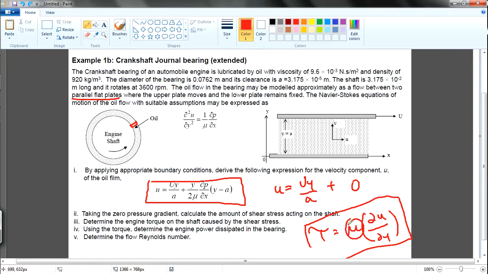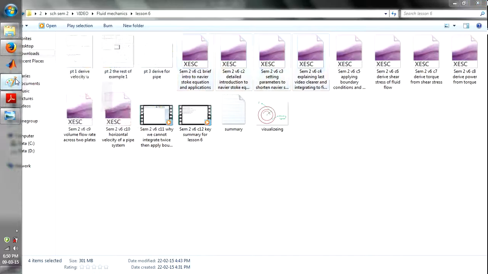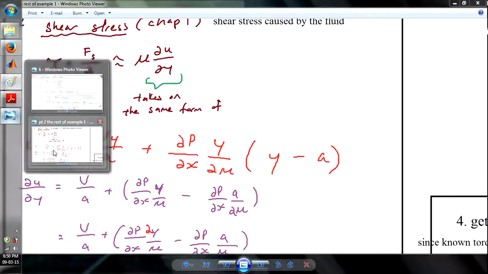So this is your viscosity value, actually this one, 9.6 times 10. And then this one, you need to differentiate. You know u is equal to Uy over a, so partial u partial y, you're going to get U over a. So with this understanding, maybe I shouldn't erase all this. I just leave it like that first.